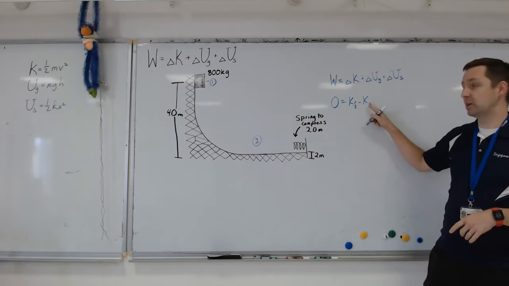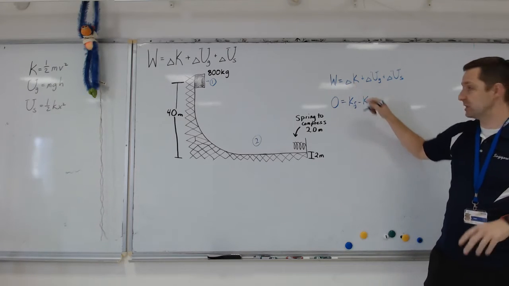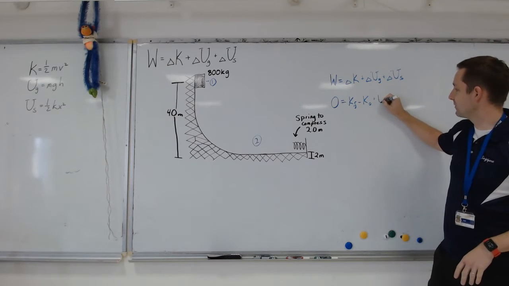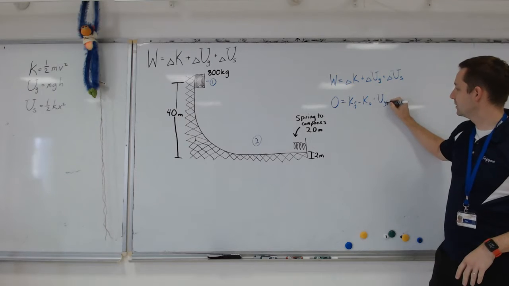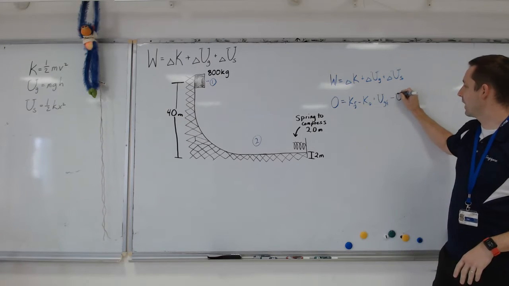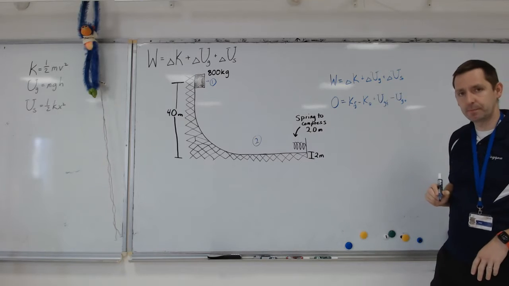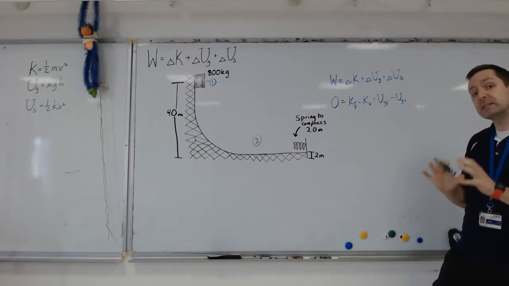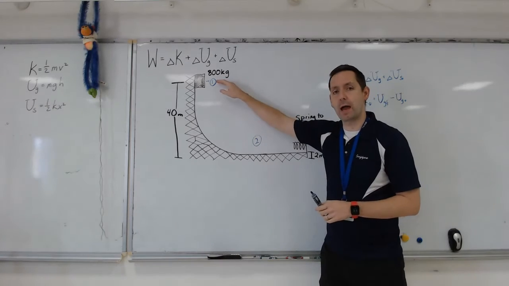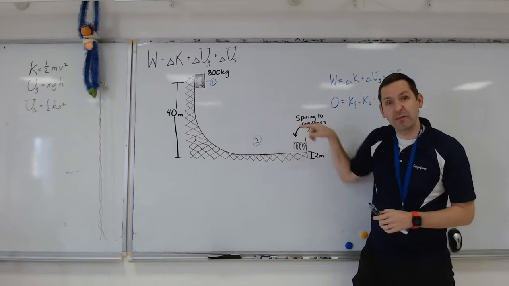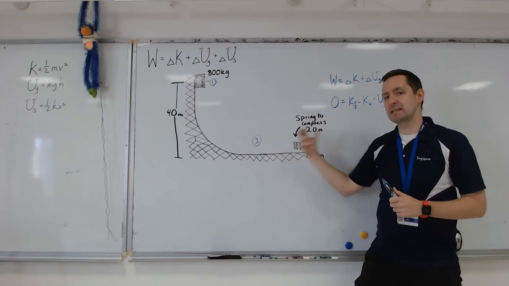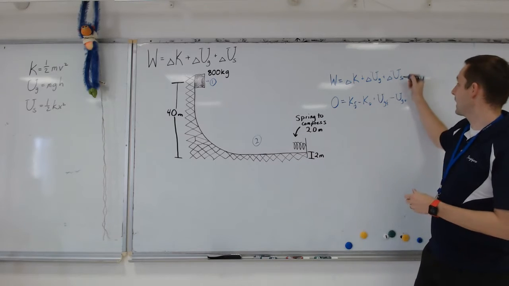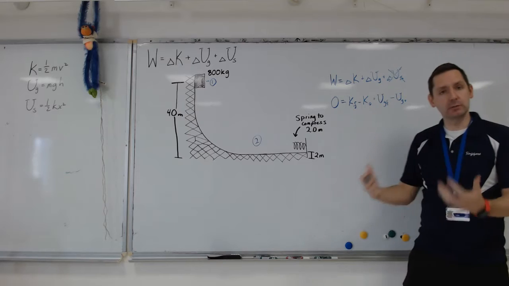Kinetic final minus kinetic initial. That's what the change in kinetic energy is. I'm going to have the change in gravitational, which is the gravitational potential final minus the gravitational potential initial. And then at the end, I could have the elastic potential energy. But for this situation, if I'm starting up here at the top of the ride and I'm ending right here at the bottom before it hits the spring, the ride hasn't interacted with the spring yet, so I don't need the elastic potential energy. So we can actually just take that out for this first situation.